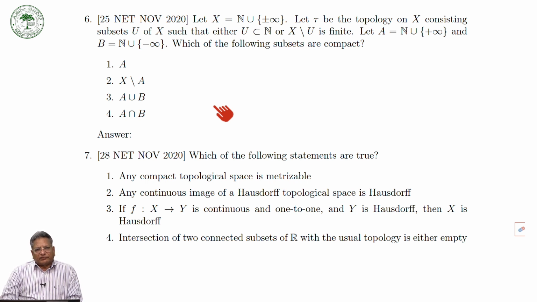Now I come to this one. Let X be the set of all natural numbers including plus and minus infinity. And here tau is the topology on X consisting of subsets U of X such that either U is a subset of N or the complement of U is finite. Let us take tau as a metric on this one, such that U is an open subset of X, such that either U is a subset of N or the complement of U is finite. And let A be equal to N union plus infinity and B be equal to plus infinity.